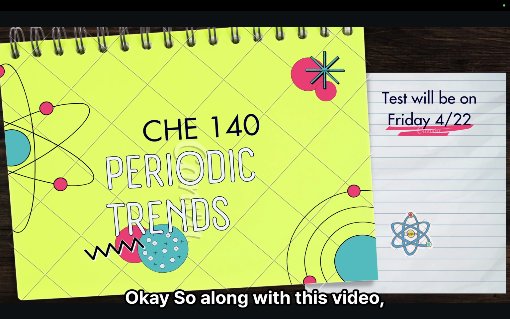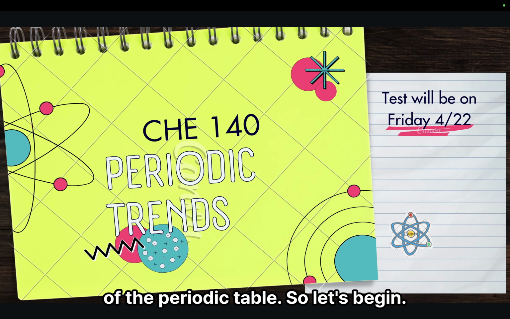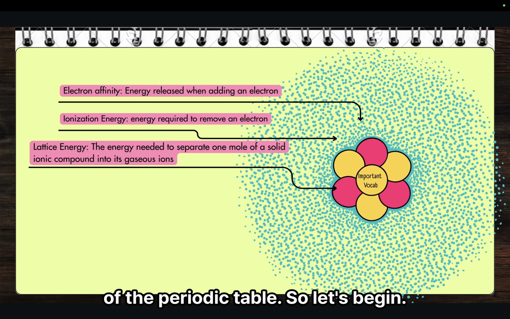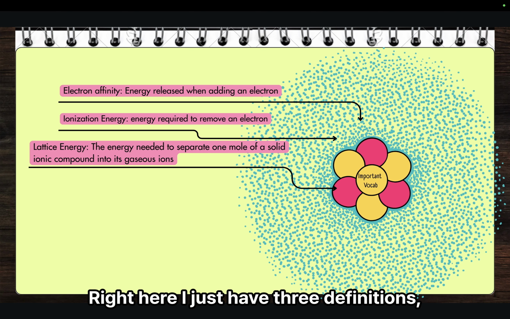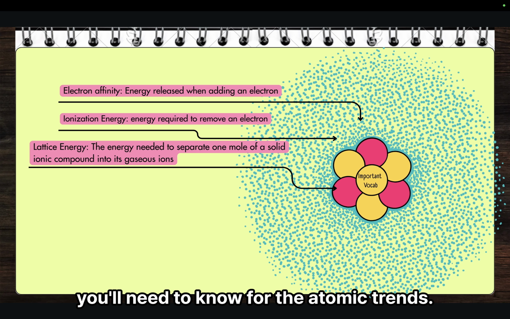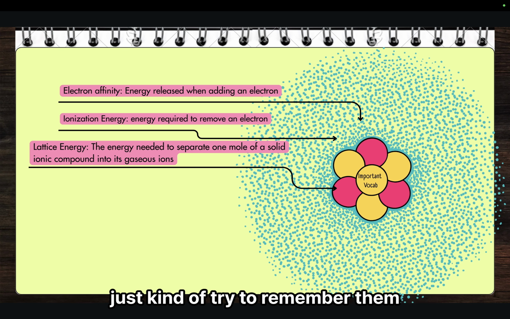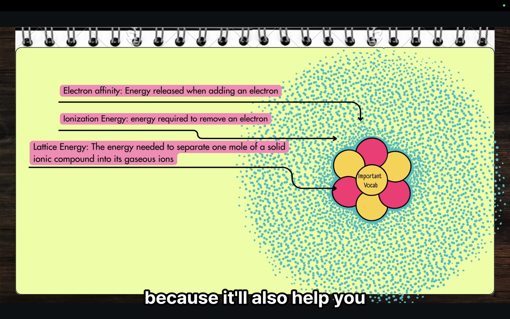Okay. So along with this video, it's not just going to be ionic and atomic radius though. I decided to include all 7 trends of the periodic table, so let's begin. Right here I just have 3 definitions, arguably the most important definitions you'll need to know for the atomic trends, so either if you have a really good memory, just try to remember them, or jot this down because it'll also help you when I'm explaining stuff next.